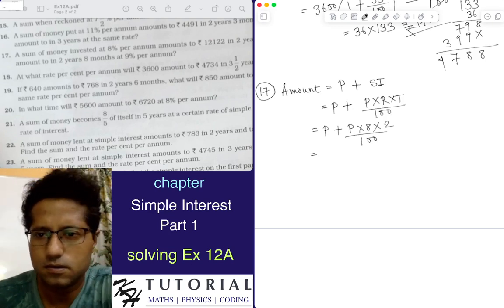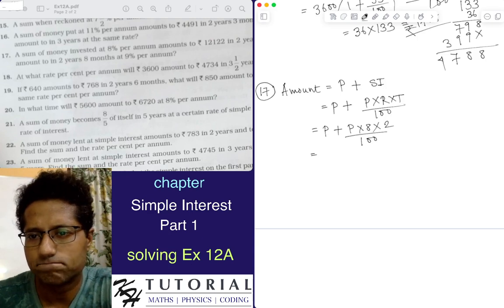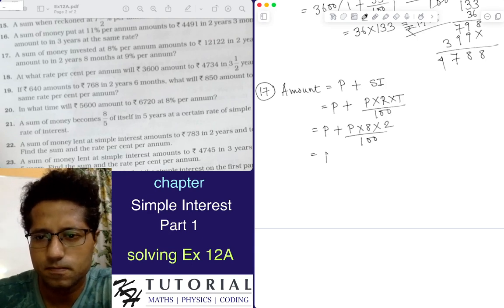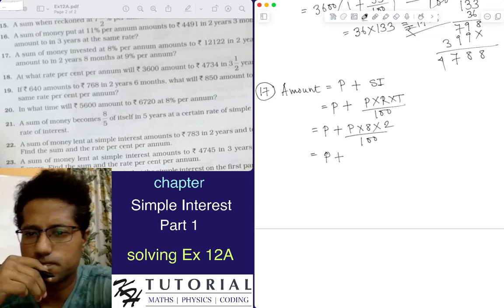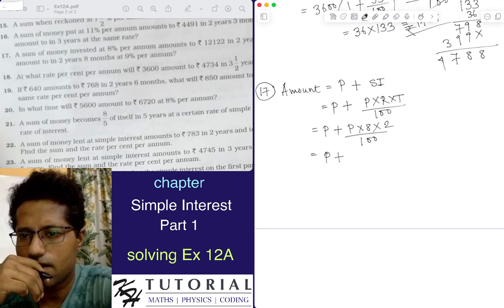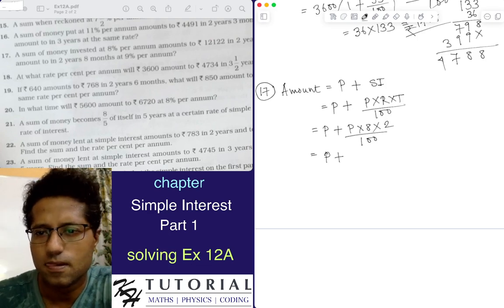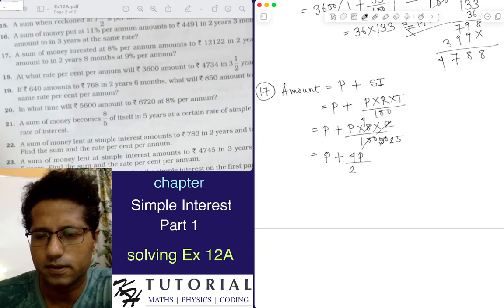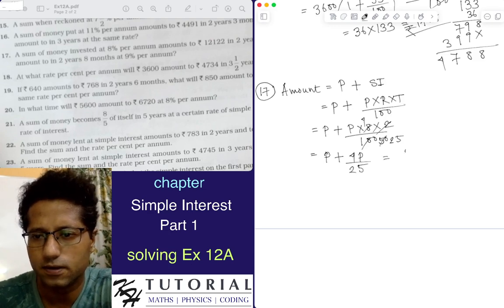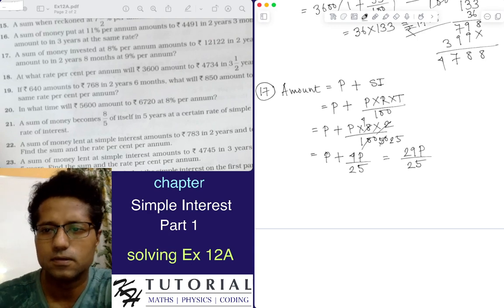Okay, so this is P plus, how much is this? 2 5s are 50 and 2 4s are 8, so 225. So this is 4P by 25. This is 29P by 25.